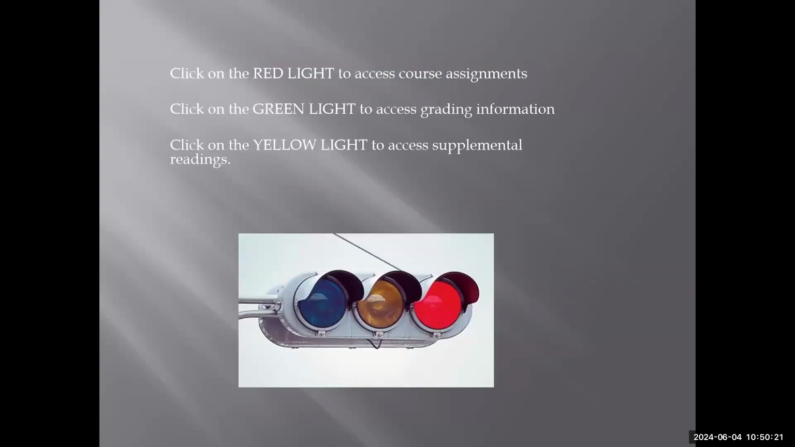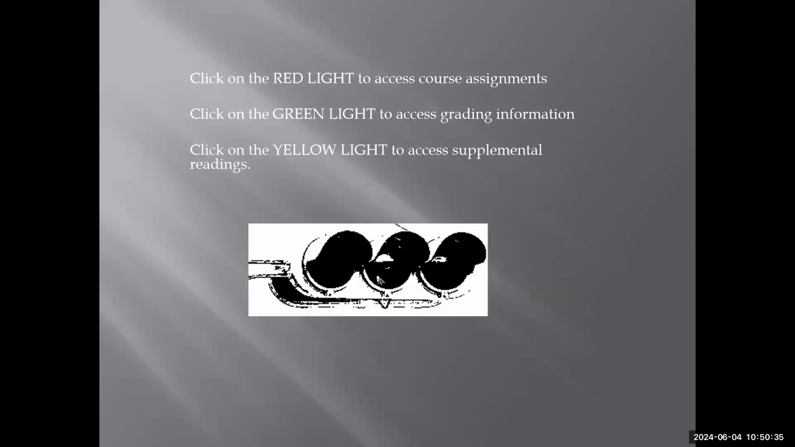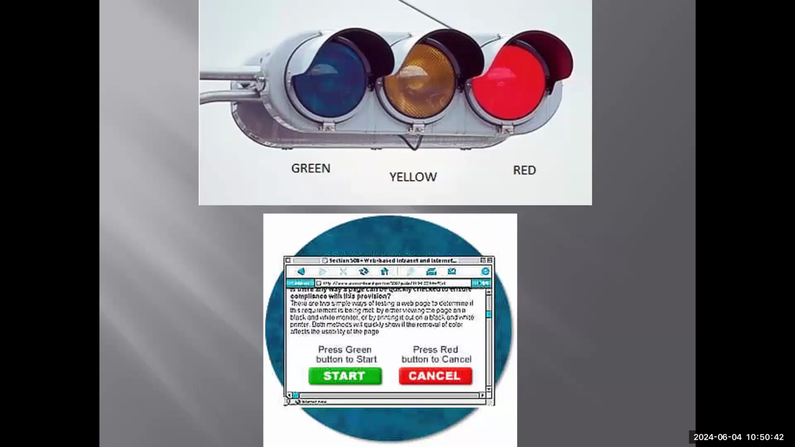So here we have click on the red light to access course assignments, click on the green light to access grading information, and click on the yellow light to access supplemental readings. Now, if I could see color, this is pretty easy, right? Now, this slide is an exaggeration, obviously, but if you can't see color, then you don't know what to click on. Now, we could resolve this by adding text, some sort of alternative means of navigating.